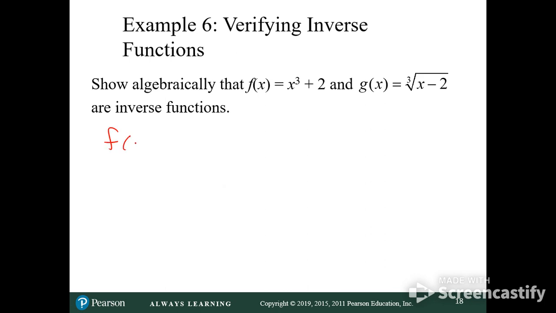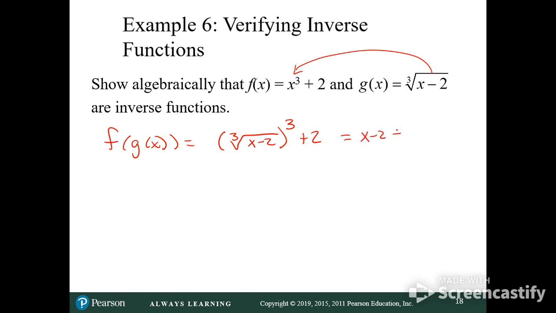Well, if we go f of g of x, let's see what we get. F of g of x means we're going to take the cube root of x minus 2, the g function, we're going to put into the f function. We're going to cube that, and we're going to add 2 to it. Well, when you cube a cube root, what are you going to get? What's underneath? What's x minus 2 plus 2? X.